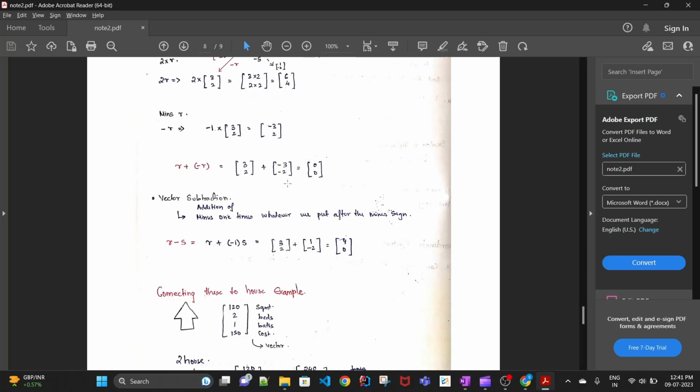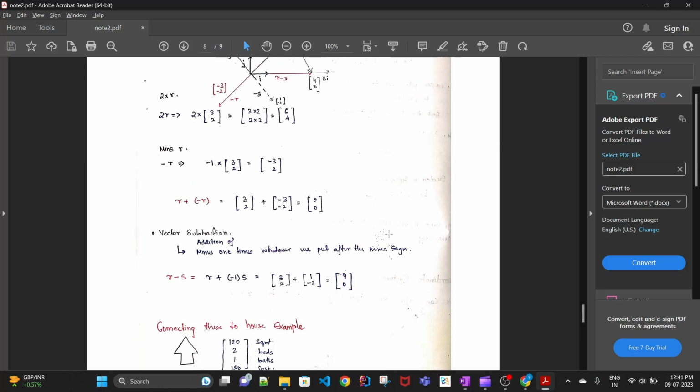We saw vector addition and vector multiplication by a scalar. Now let us look into how vector subtraction takes place. Vector subtraction can be converted, for example, r minus s can be written as r plus minus 1 into s. First we perform scalar multiplication on s, and then we perform vector addition. So this is how vector addition, subtraction, and multiplication by a scalar take place.